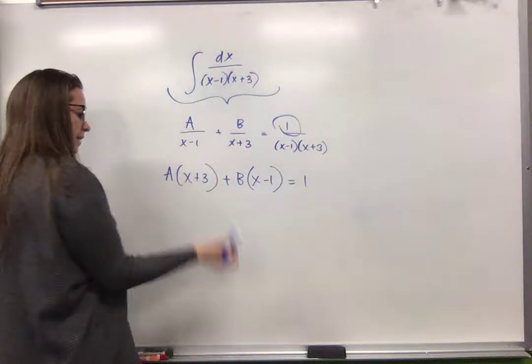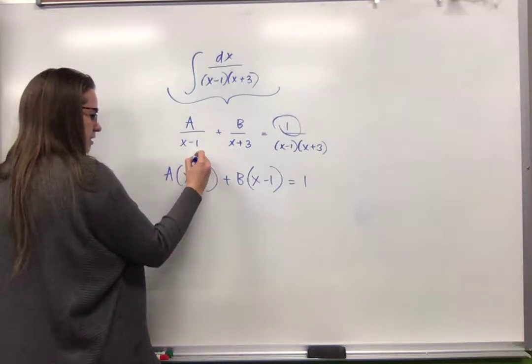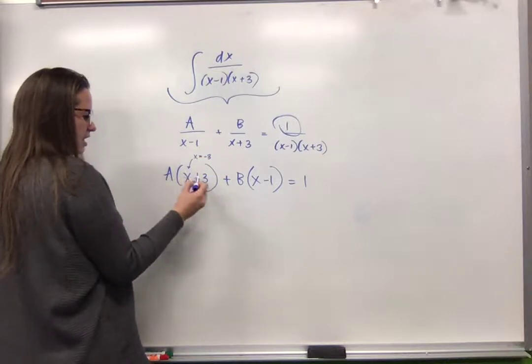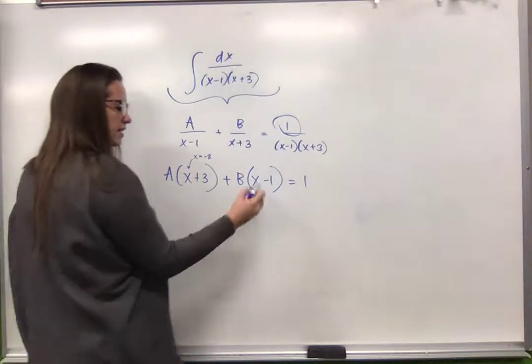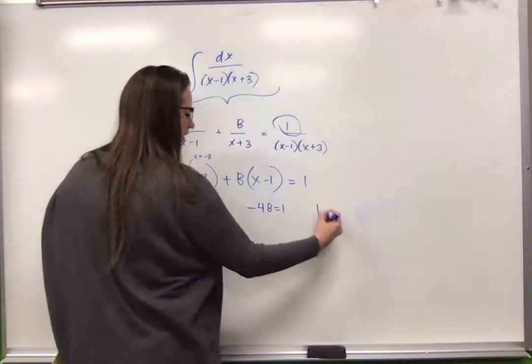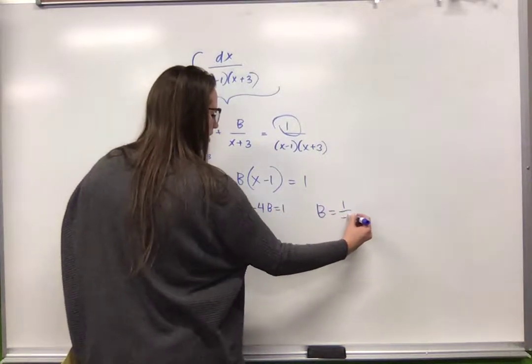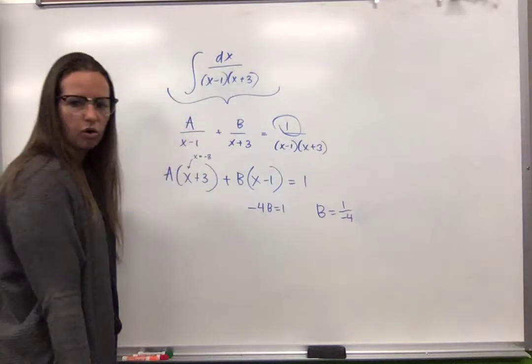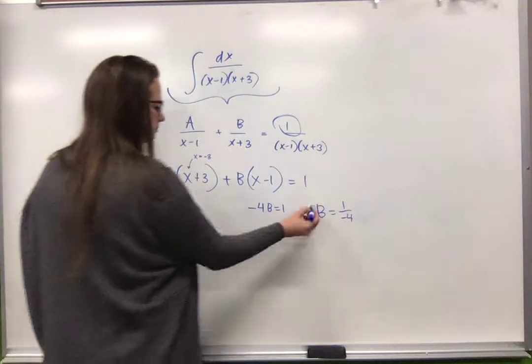So I'm just going to solve. I'm going to set x equal to negative 3. Pretend that x is negative 3. So then this goes away, which is really nice. If x is negative 3, then this says negative 4B equals 1. And if I solve that, I get that B equals 1 over negative 4, or negative 1/4 for B.